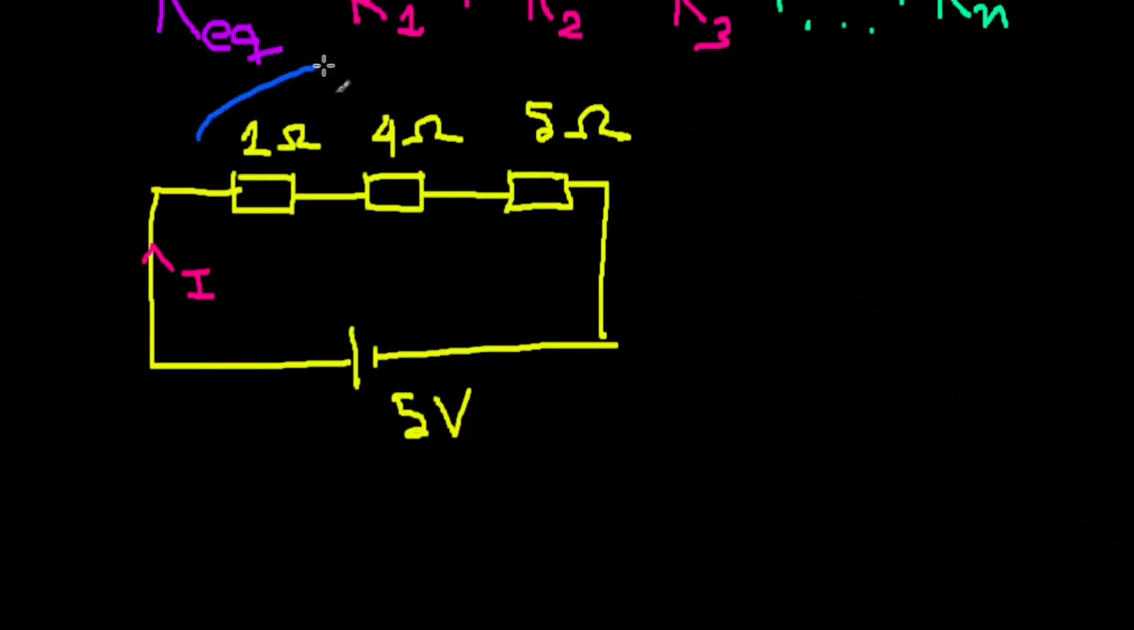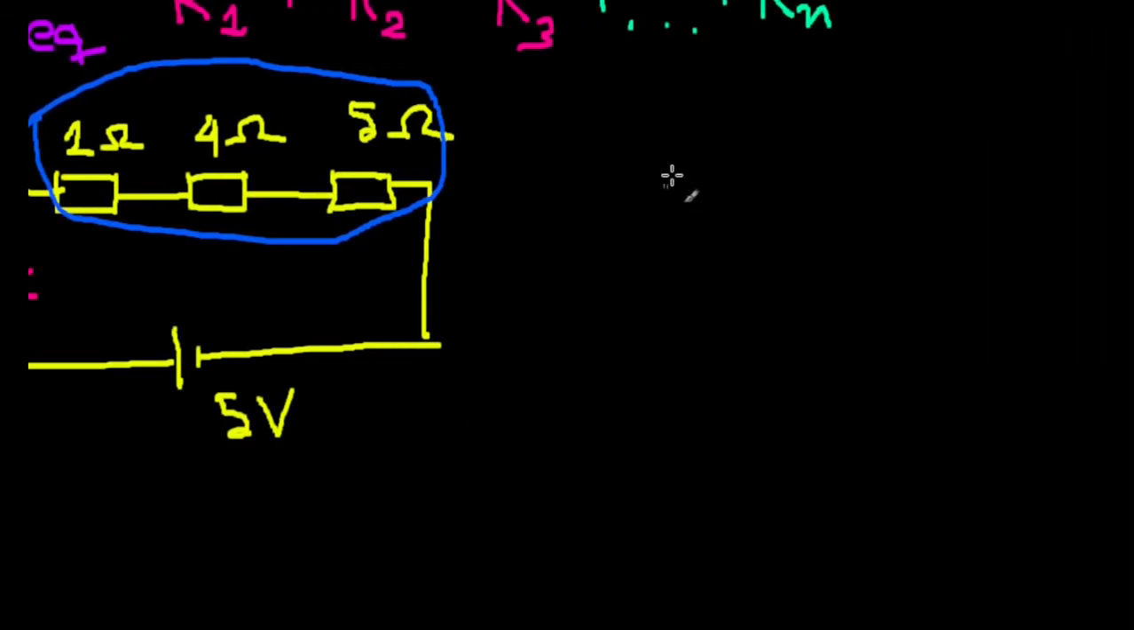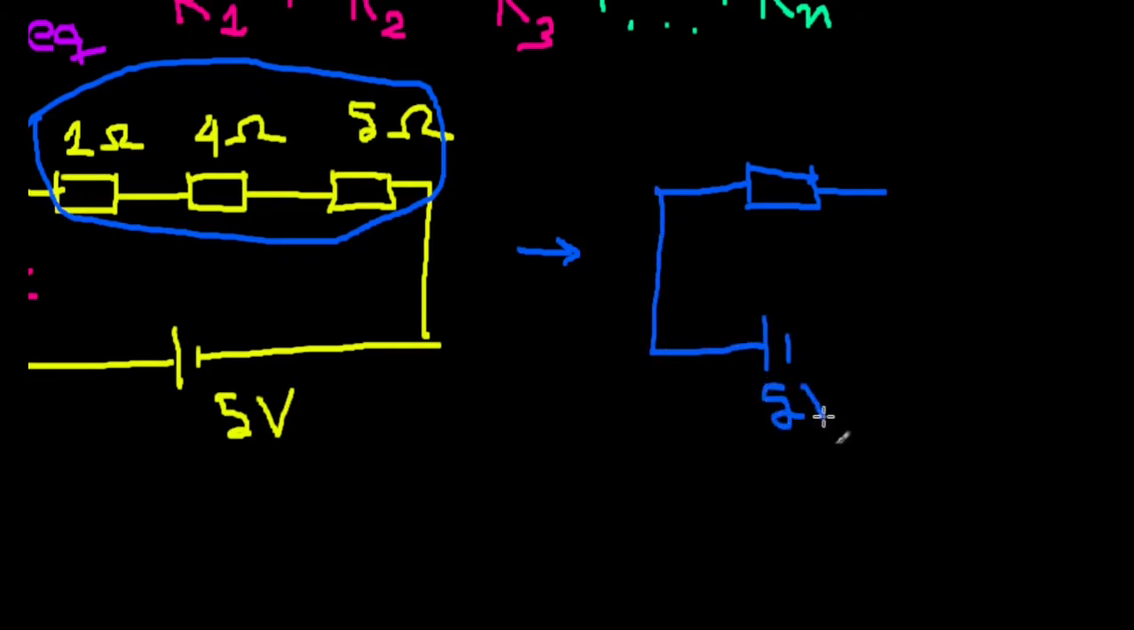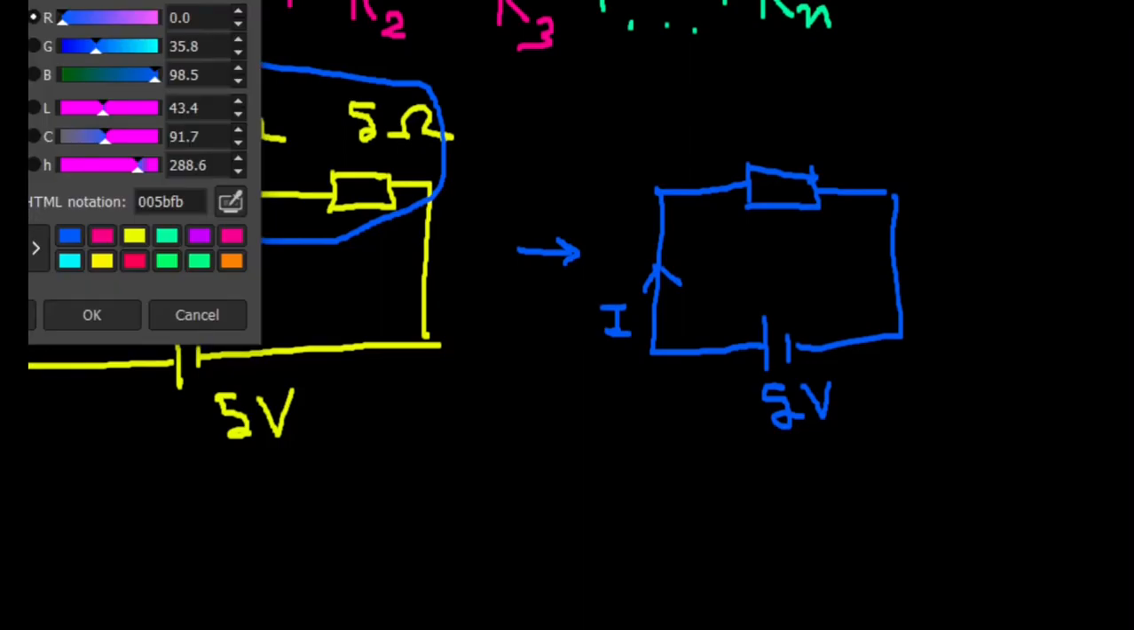So this combination of series resistors, we can replace this by a single equivalent resistor, right? A single equivalent resistor, and we will have the same voltage source here. This will give the same behavior, same current. Now what I want to do first is obviously find the value of that equivalent resistor.